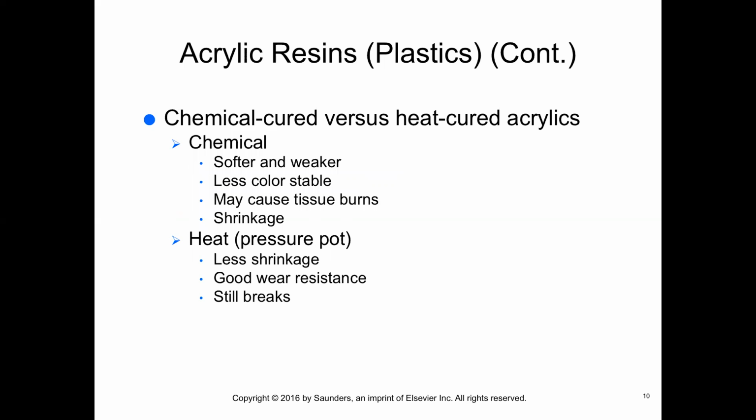The type of processing has some effect on the properties. Polymerization is never 100% complete, and varying amounts of free monomer may be present in the polymerized material. Generally, chemical cured acrylics are weaker, softer, more porous, and less color stable than heat cured resins. After polymerization, there is more residual monomer in the chemical cured resin, and it initially adversely affects many of the physical and mechanical properties until the monomer leaches out over several days.